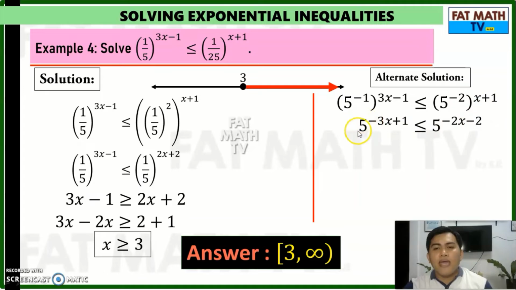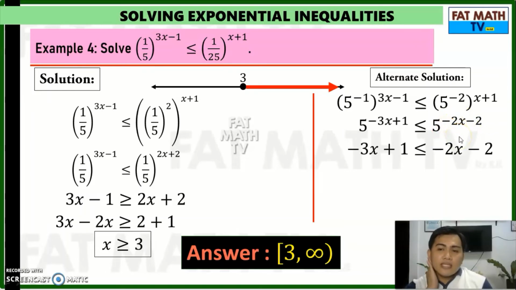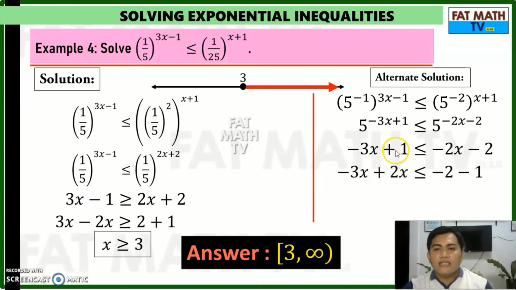Okay, and here, the base is greater than 1. So if the base is greater than 1, and this expression is less than or equal to this, meaning to say, this exponent is also less than this exponent. So you will have negative 3x plus 1 is less than or equal to negative 2x plus 2. And then transferring negative 2x to the left, we will have positive 2x. Transferring 1 to the right, you will have negative 1. So negative 3x plus 2x is negative x. And negative 2 minus 1 is negative 3.